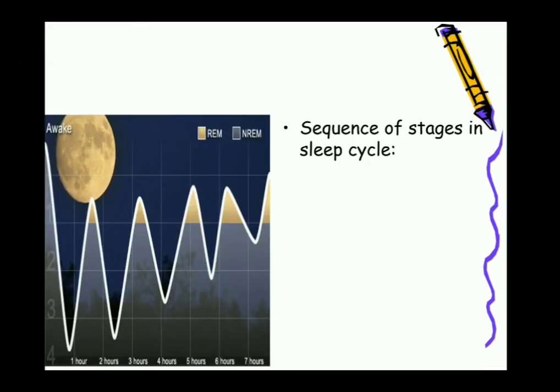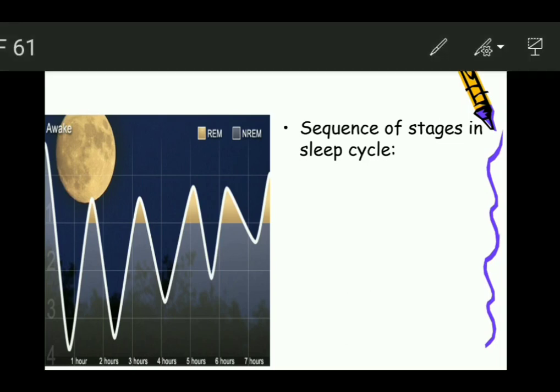This is again NREM and REM sleep and their duration. This shows various stages. After the person has NREM sleep, you can see stages 1, 2, 3, 4. Then they are reversed: 4, 3, 2, 1 you can see in the diagram, which is followed by REM sleep. So this is a downstroke and upstroke, meaning 1, 2, 3, 4 followed by 4, 3, 2, 1, and then there is REM sleep.